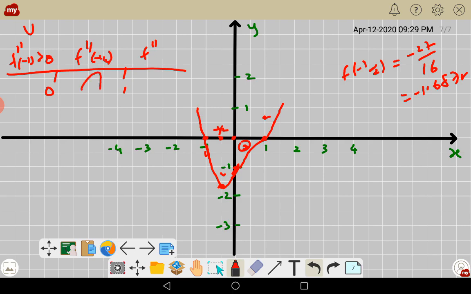We already found it, negative value here, so it is concave down. In the interval 1 to infinity, take f double prime, it will be again positive. So concave up from 1 to infinity. Here 0 to 1, it will be concave down. This is the rough graph of the problem. Thank you very much. That's the end of this video.